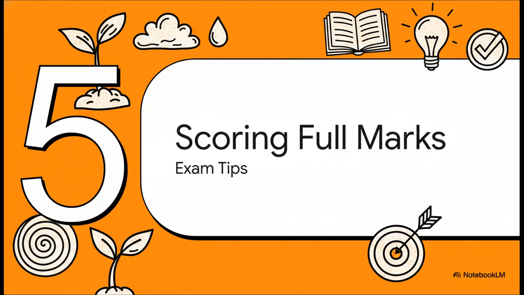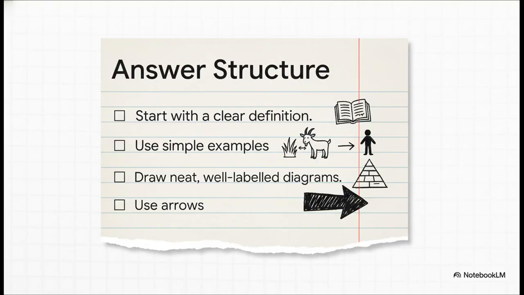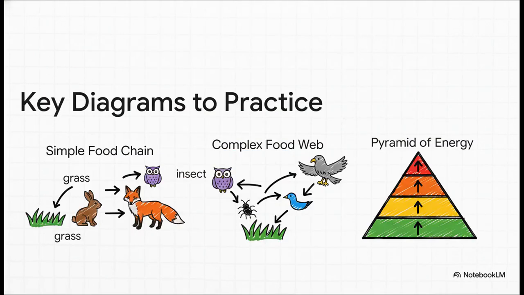Let's talk about how you can actually write your answers to get full marks. Listen carefully, these points are very important. First, whenever you're asked about a term like ecosystem or biomagnification, always start with a clear definition. Second, use a simple example to support your point. Third, if you are asked to draw a diagram, make sure it is neat and clearly labeled. And a very common mistake students make, in a food chain, always use arrows to show the direction of energy flow. And please do not forget to practice your diagrams.